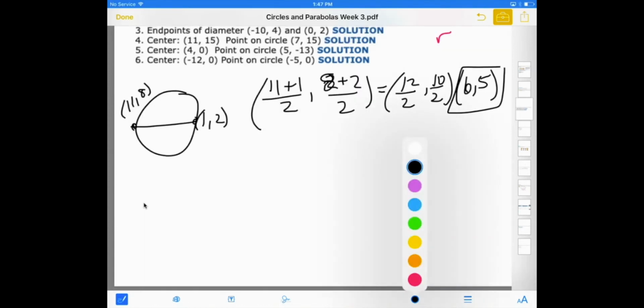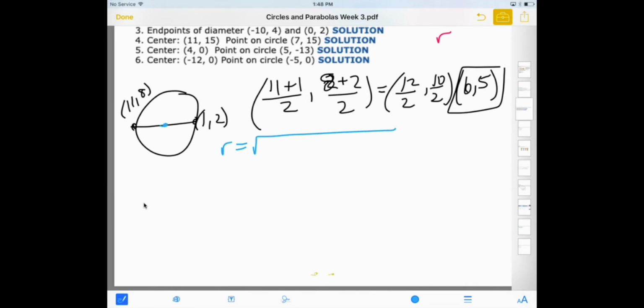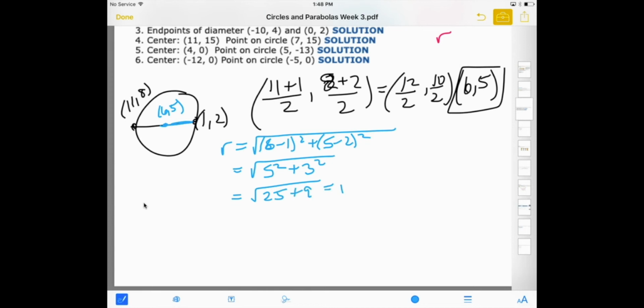Now the final thing is to find the radius. If you recall, the radius is half the diameter. So I don't necessarily want the distance from endpoint to endpoint, but the distance from the center, the middle, to at least one of the endpoints. I'm going to pick (6, 5) as my center, and also use (1, 2). I subtract my x's, so 6 minus 1 squared, plus the difference of my y's, 5 minus 2 squared. 6 minus 1 is 5, so 5 squared, and then 3 squared, which gets me the square root of 25 plus 9, which is 34. So my radius is the square root of 34.